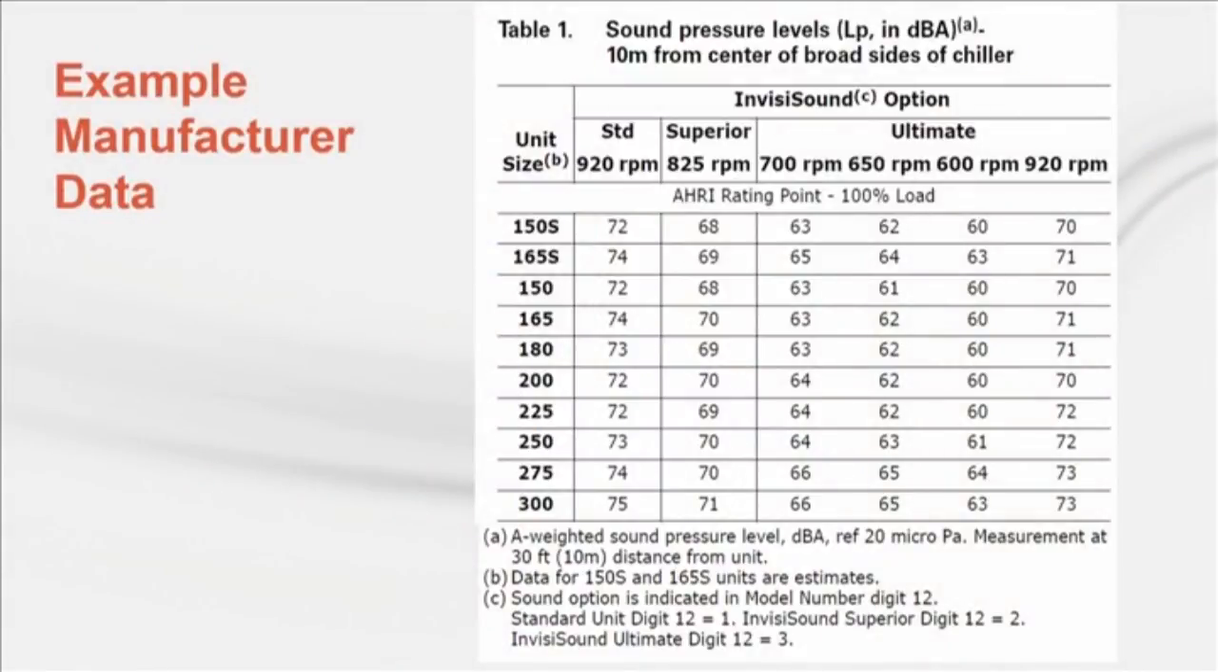Here's an example of a unit that comes with 2 attenuation options. The chart shows A-weighted sound pressure at 30 feet from the unit in the various configurations. For the 180-ton unit, the superior option drops the sound 4 decibels, and the ultimate option drops the sound up to 13 decibels. These drops would translate through to the lot line.